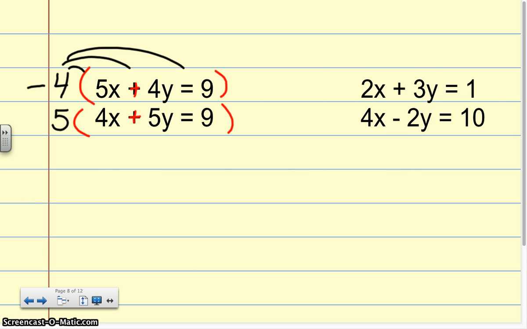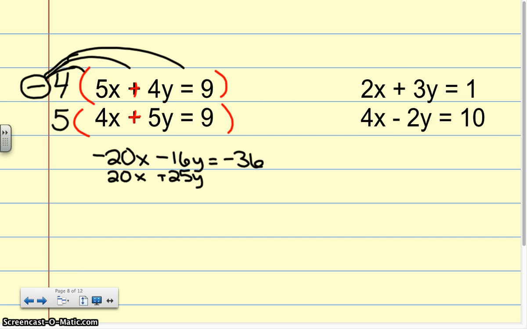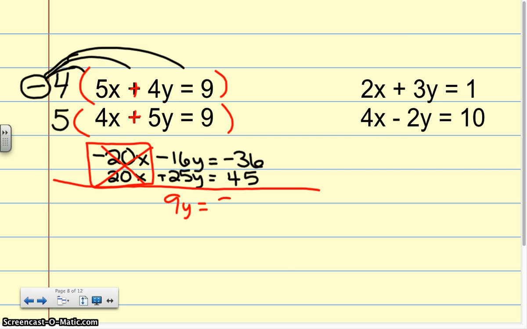I'm distributing that negative. Don't forget about the poor little negative too. It's going along with it. So I'm going negative 20x minus 16y is equal to a negative 36. Being very, very careful about my negatives. The bottom equation, when I distribute, I get 20x plus 25y is equal to 45. Take a look, my goal was achieved. I was able to make one the opposite of the other. Combine, my x's cancel, and I get 9y is equal to 9.